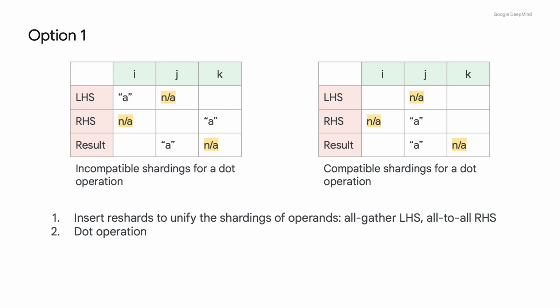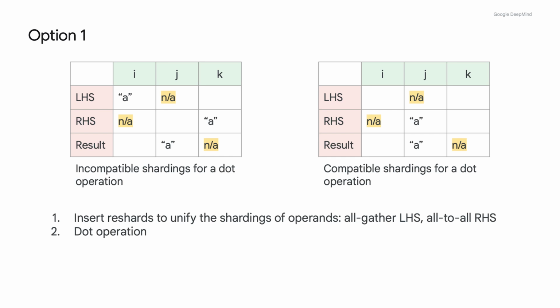And the second step is, now we have compatible shardings along the operands. We can apply the dot operation with the local shape. And finally, we need to reshard the results to the desired sharding. In this example, the result has already been in the desired sharding, so we do not need to reshard the result anymore.